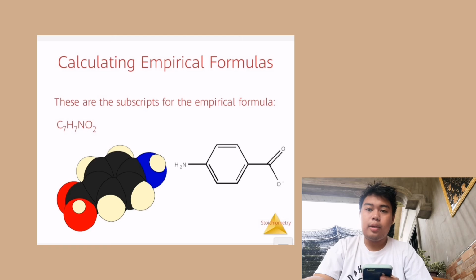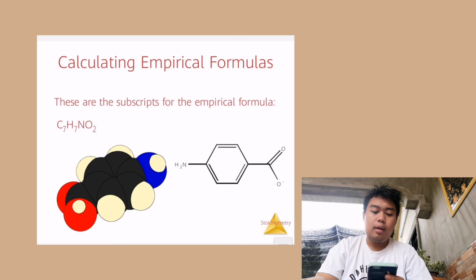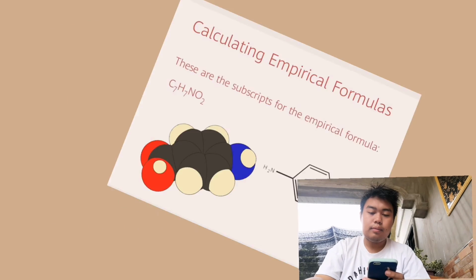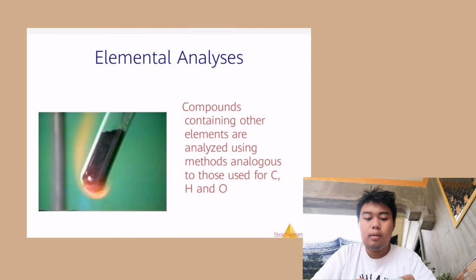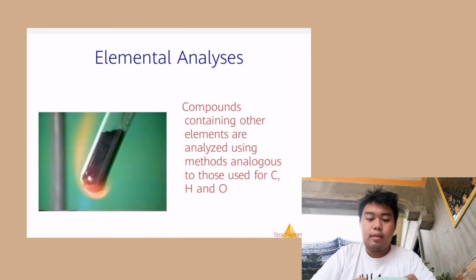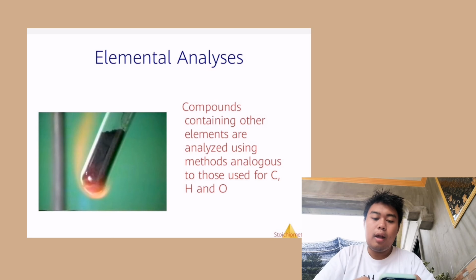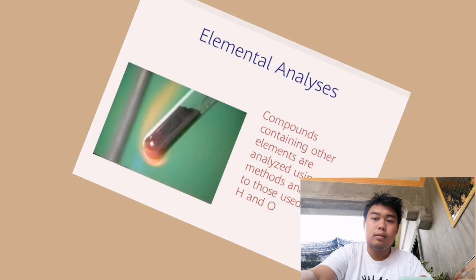Calculating empirical formulas. These are the subscripts of the empirical formula: carbon, hydrogen, nitrogen, and oxygen. Elemental analysis. Compounds containing other elements are analyzed using methods analogous to those used for carbon, hydrogen, and oxygen.